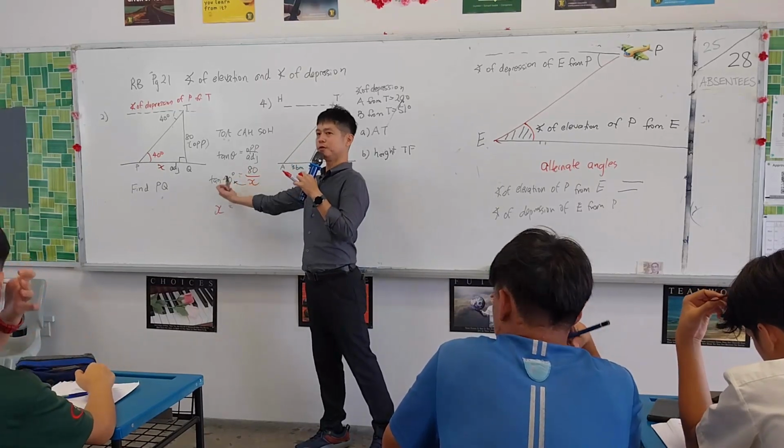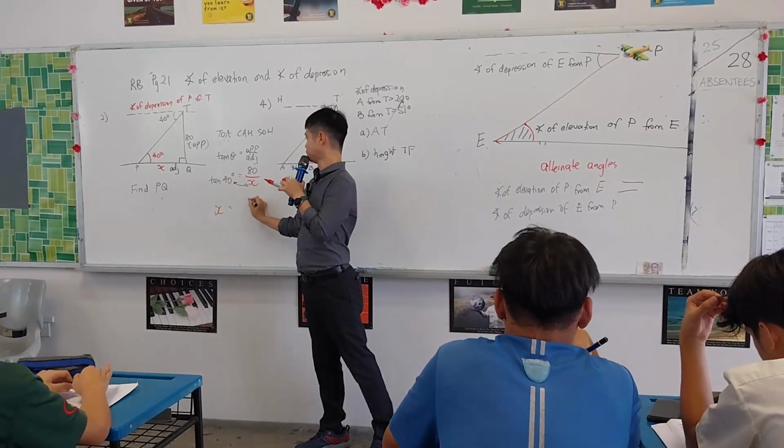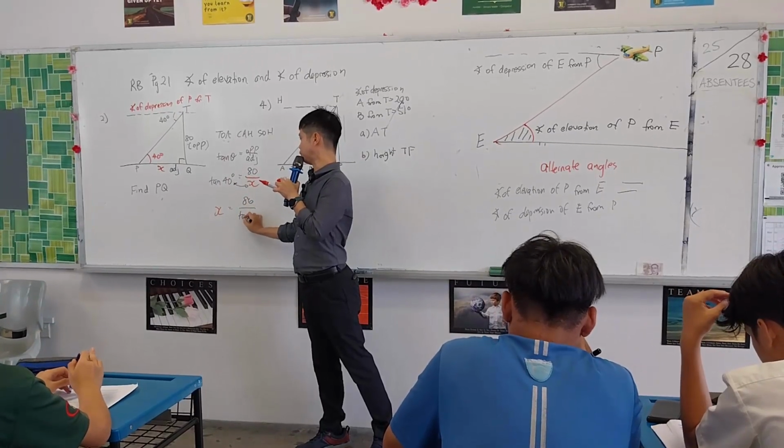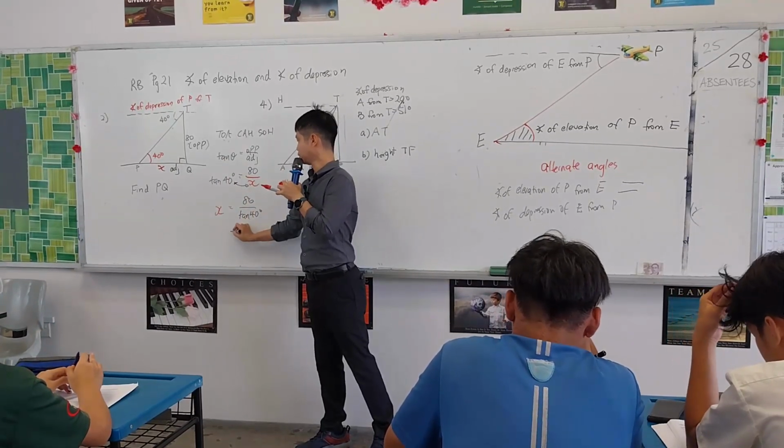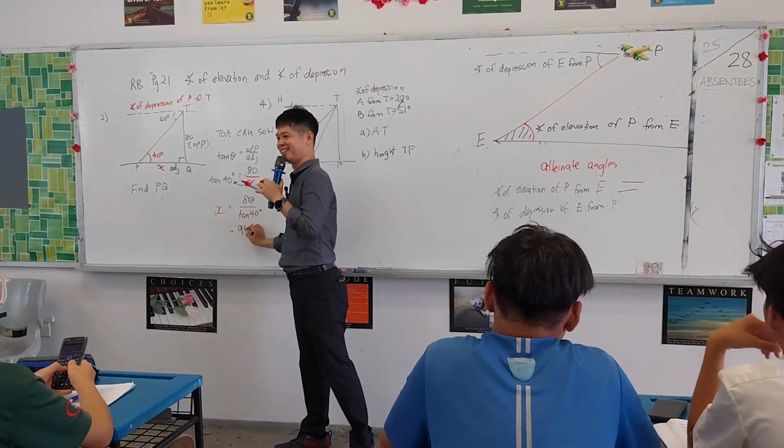But after that, this one will go down. So we do a swap. So the tangent 40 and the x will replace each other. Okay, so now, thank you.